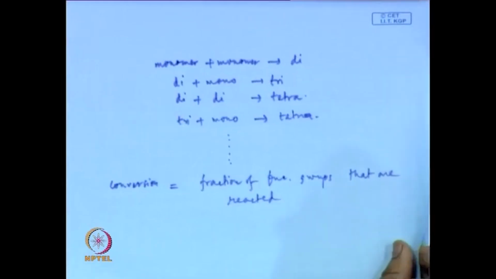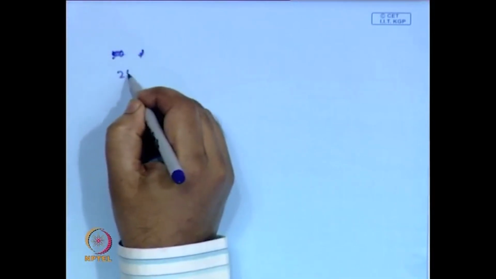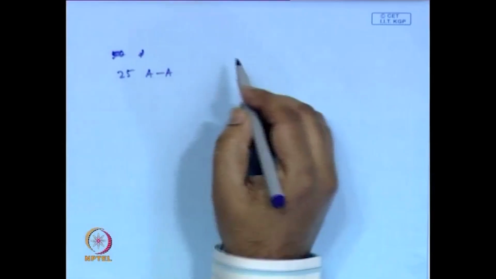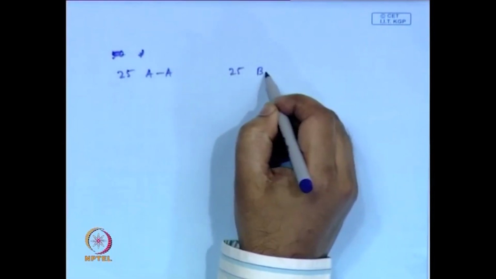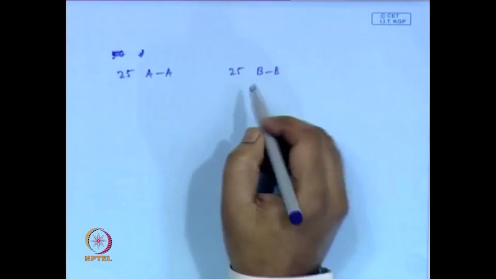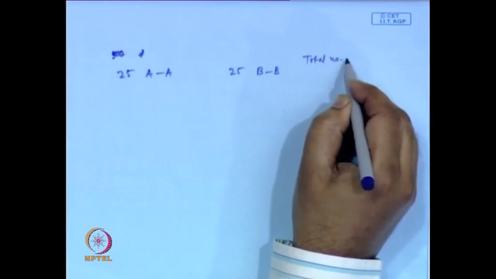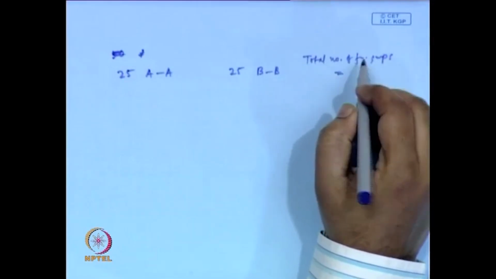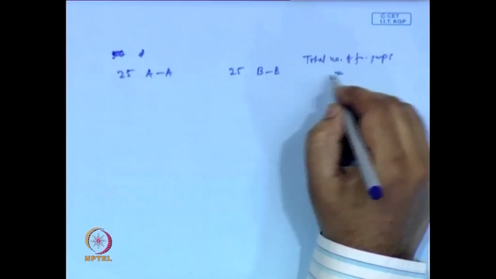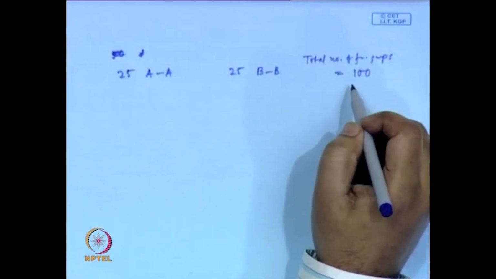So, let us take an example. Say I have 25 AA type monomers and another 25 BB type monomers. What is the total number of functional groups here? That is 100. The total number of molecules is 50.